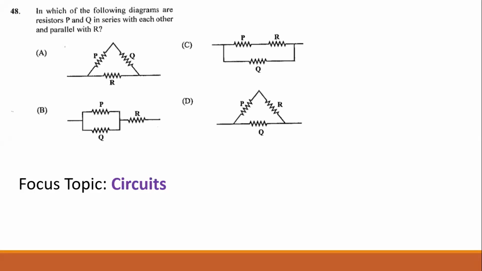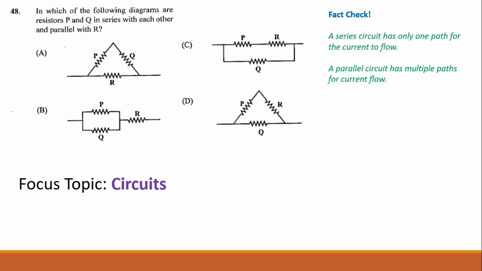In which of the following diagrams are P and Q in series with each other and in parallel with R? In a series circuit, you have one path for current to flow, and in a parallel circuit, there are multiple paths. So if we look at option A, you realize that there is only one path for the current to flow between P and Q, and they both are in parallel with R, which gives us A.